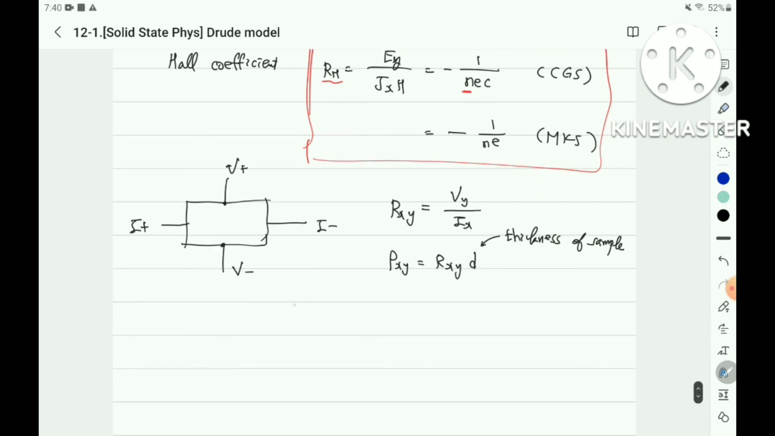Then the Hall coefficient can be calculated as rho xy over H, because Ey over Jx is rho xy, and we can calculate the Hall coefficient. Then it is identical to minus 1 over nec. Therefore, we measure the Hall resistivity, and the Hall resistivity divided by the magnetic field is the Hall coefficient, and from the Hall coefficient we can calculate the Hall carrier density. It is important in the experiment.